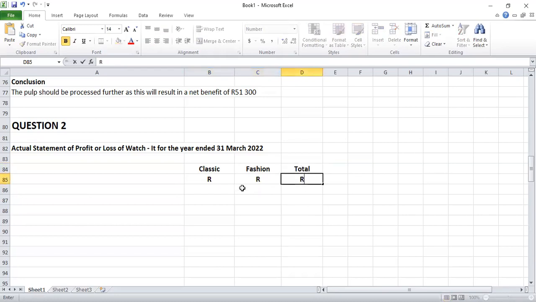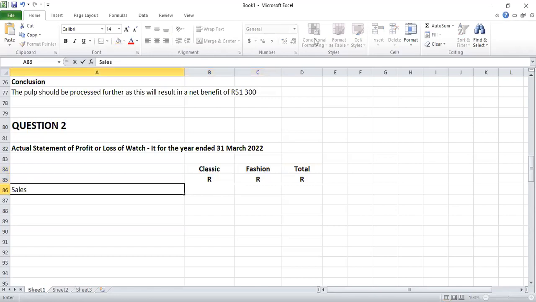Right. So if you were doing this actual question, there was no need to have classic and fashion. I repeat, I'm just doing it because we're in class here. I need to illustrate in case you are asked to show the different products. But according to the answer of this question, you were not supposed to show classic and fashion separately. You were just supposed to do the total. So we'll start with our sales in our profit statement as usual.